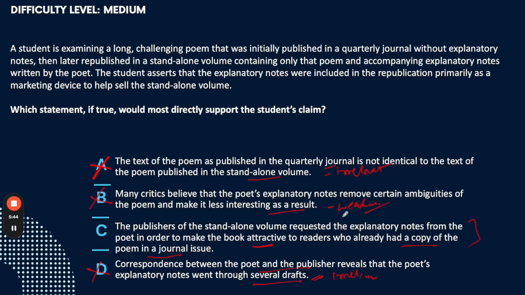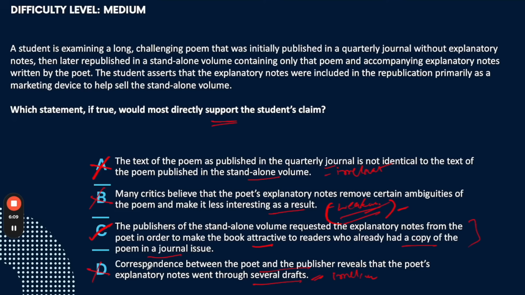So we saw a new reason of elimination over here, that is weakening. And the question asked us to support the claim. So weakening is definitely going to be incorrect. This is one more type of reason that you will find in this question type, right? So C is the correct option and all the other options could be eliminated because of being irrelevant and because it was weakening the claim and not supporting it.